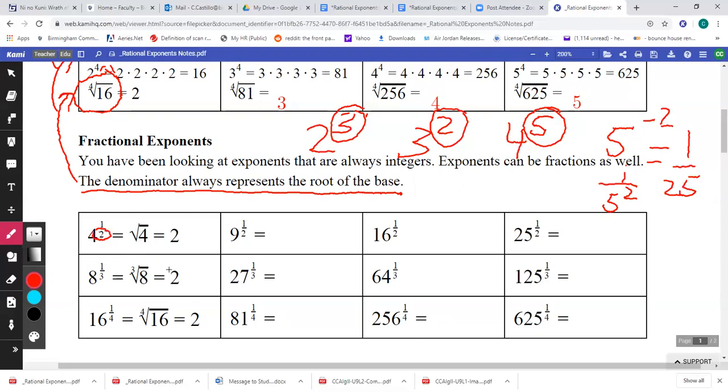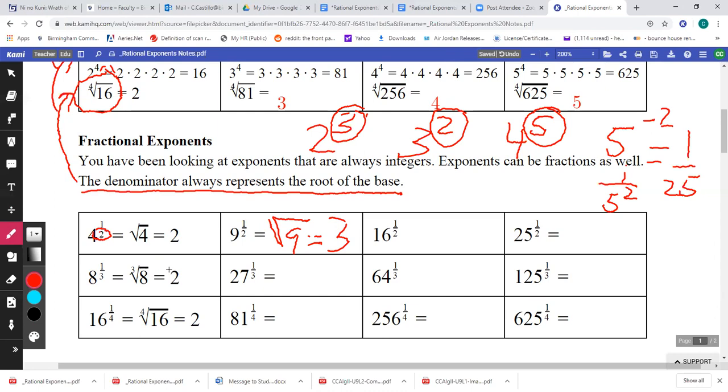So that 2 indicates it's going to be a square root. And so my answer is going to be square root of 4 is 2. So if I have 9 to the 1/2, this is going to be the square root of 9. And that is going to be 3. So 9 to the 1/2 power is really just 3. Okay?